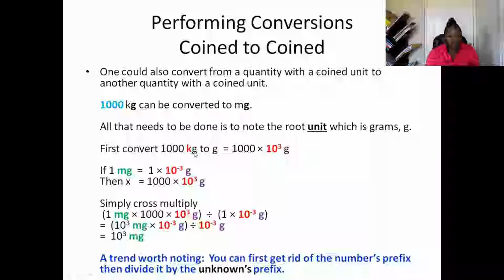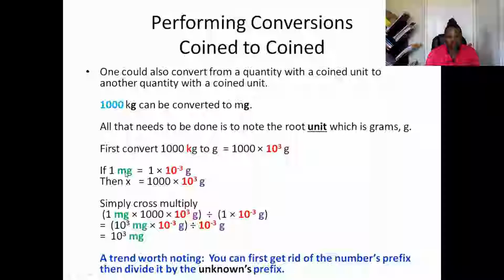And if you remember, I told you to memorize it, learn it, commit it to memory. So you would know that kilo is equal to 10 to the 3. And so we have it here, and I highlighted it in red so you could match the K. So we got rid of the K. Then we move on. You look for what you want to convert the 1000 kilograms to, and we also get rid of the prefix in that.